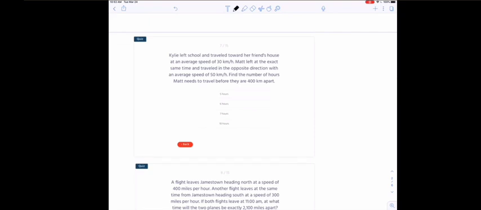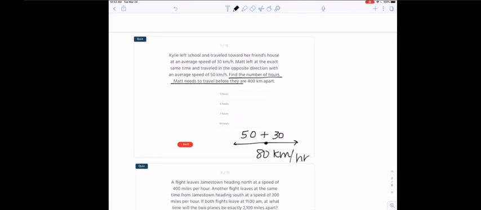So number 7 says, Kylie left school and traveled toward her friend's house at an average speed of 30 kilometers per hour. Matt left at the exact same time and traveled in the opposite direction with an average speed of 50 kilometers per hour. Find the number of hours Matt needs to travel before they are 400 kilometers apart. So they start at the same point. Kylie goes in one direction at 30 kilometers per hour. And Matt goes in the other direction and goes 50 kilometers per hour. If I add them, every hour, they are exactly 80 kilometers apart. Every hour. That is my new rate.